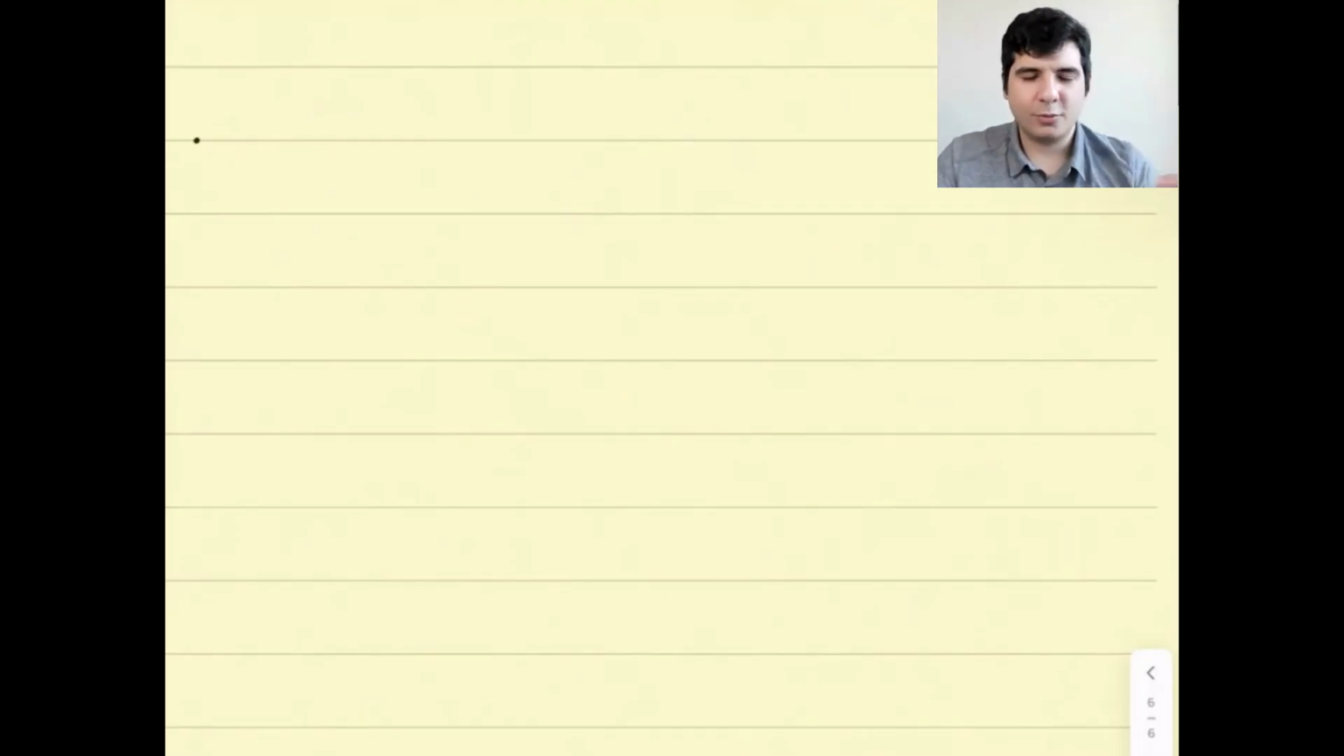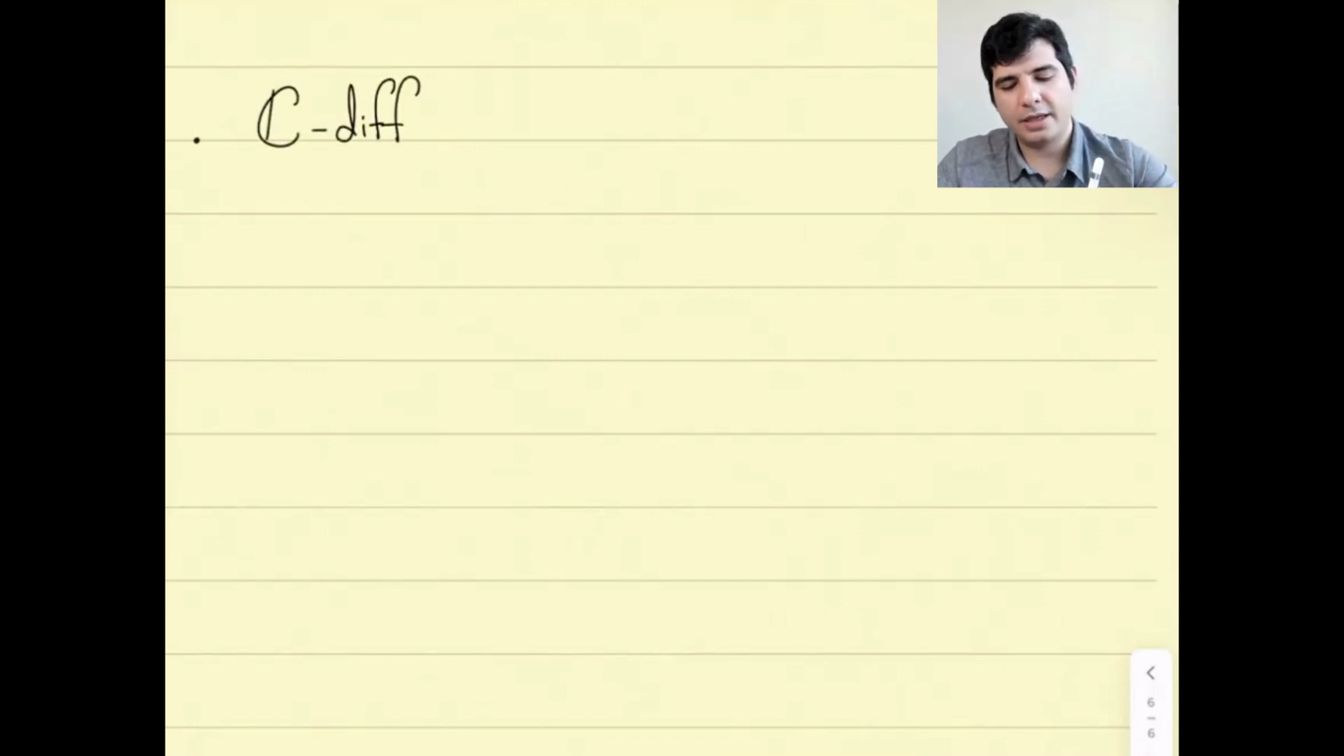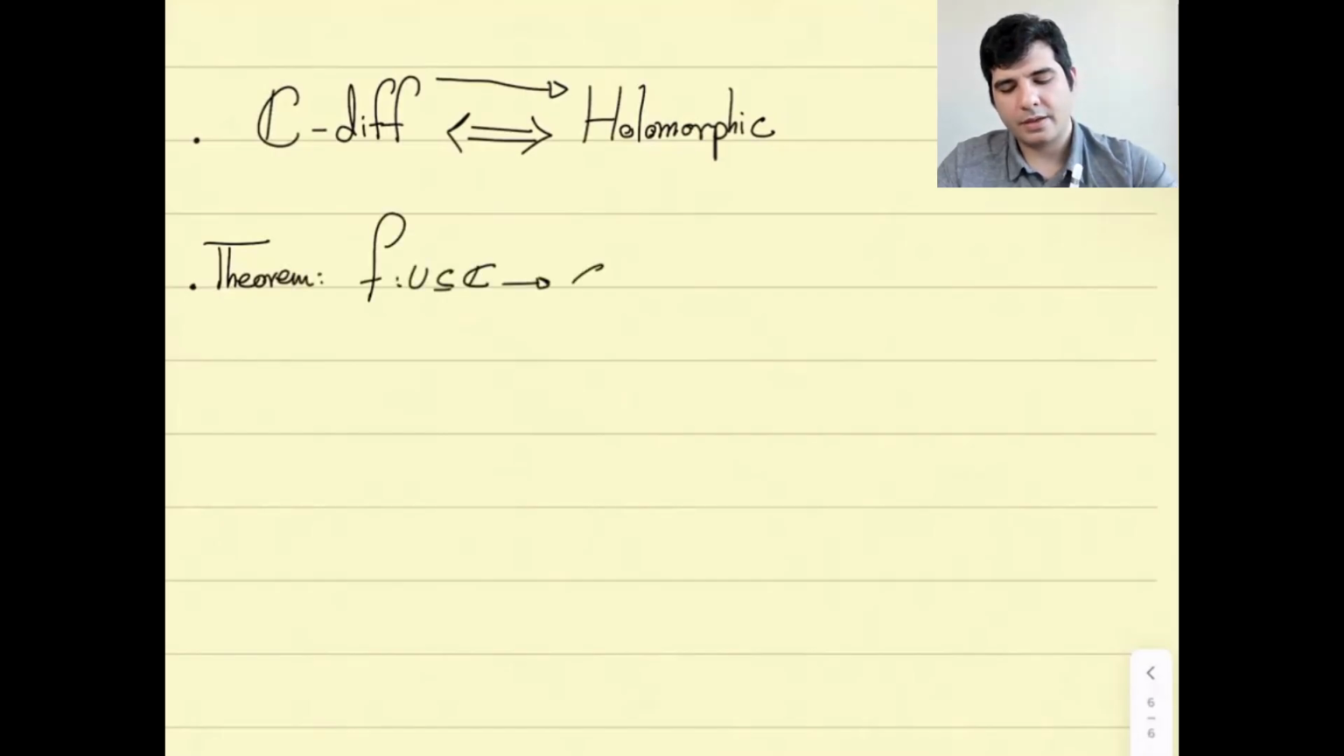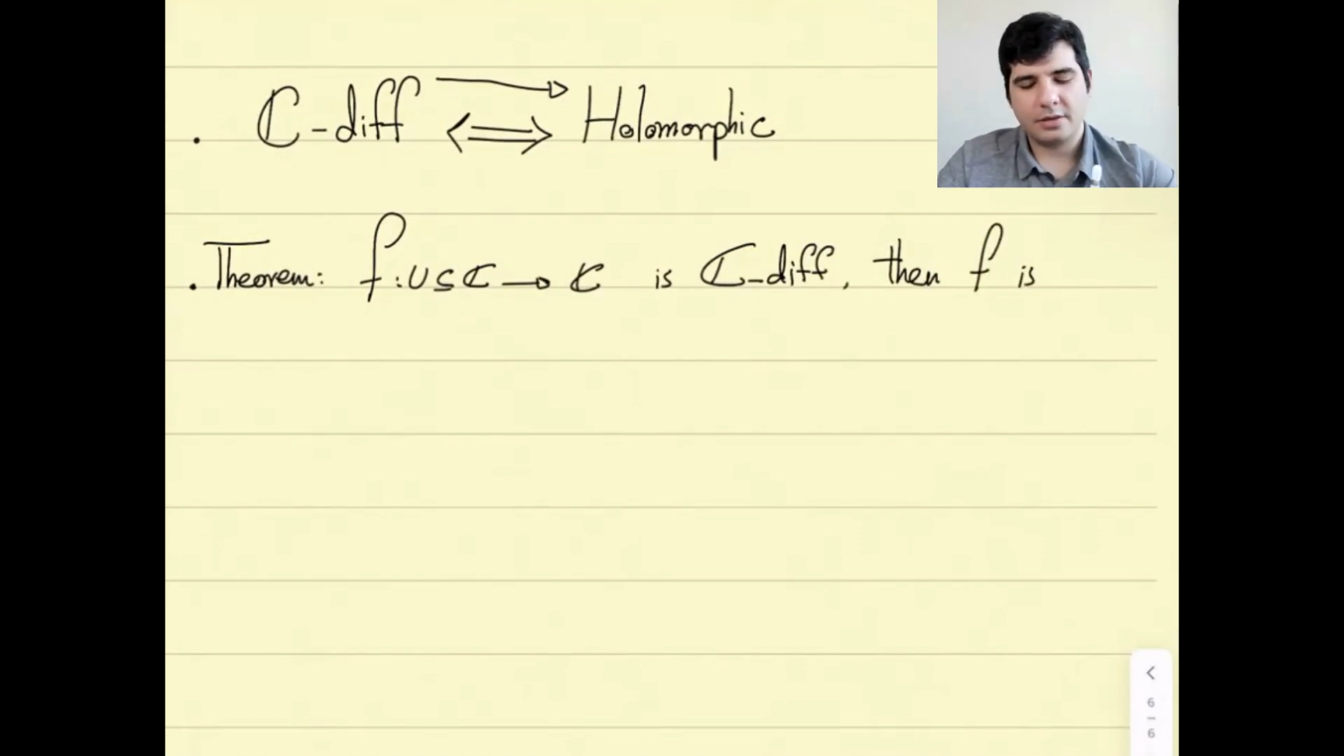So let's do one way. We want to say f being complex differentiable is the same as f being holomorphic. Let's first prove one direction. Let's try to show complex differentiability implies holomorphicity. So let's say, theorem: suppose f is complex differentiable. So this means the limits we introduced exist, right? Then f is holomorphic.